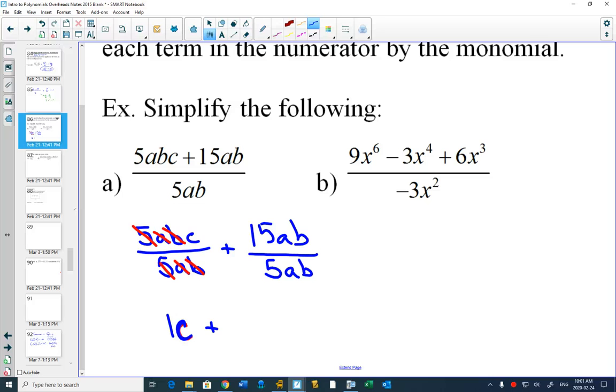In the second one, what happens when you do 15 divided by 5? 3. And my A's will cancel out, my B's will cancel out. I'm just left with 3. So my final answer is 1C plus 3, or you could have just written C plus 3.